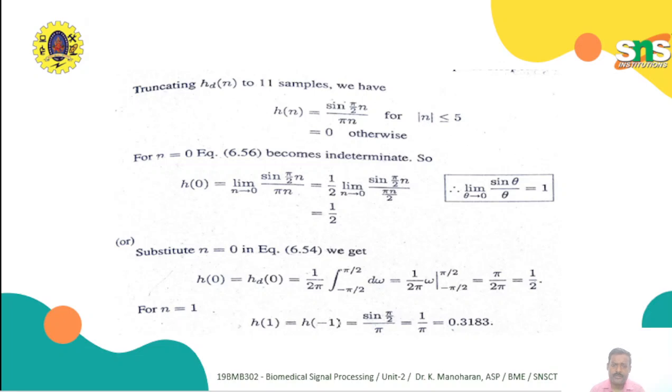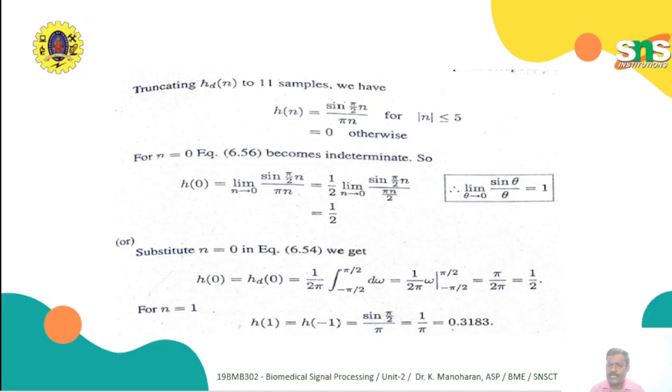So h of 0, I am using the before integrating expression. Look at this. h of 0 equals 1 by 2 pi integral from minus pi by 2 to plus pi by 2 of d omega, because e power j omega n will be equal to 1. If you integrate, what do we get? d omega integrated gives omega only. So 1 by 2 pi times the integral, and the integration will be omega only. I substitute omega with the upper limit and lower limit. 1 by 2 pi we take as common. If you substitute omega, pi by 2, and minus again if you substitute minus pi by 2, so minus of minus pi by 2 will be plus pi by 2.